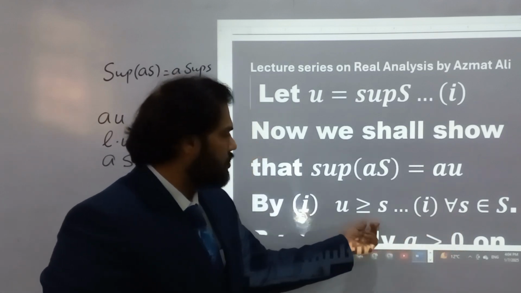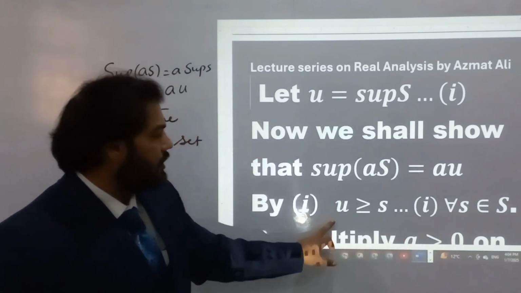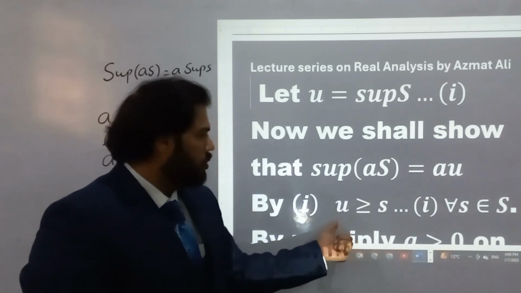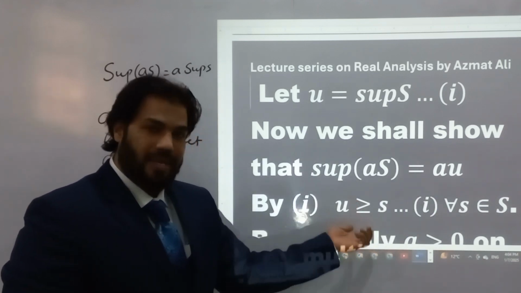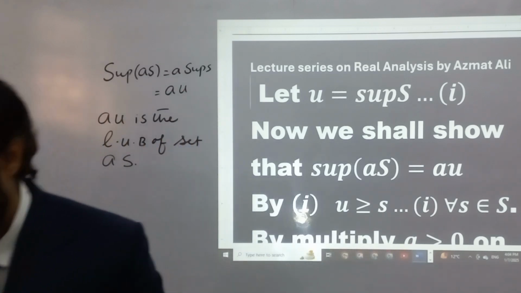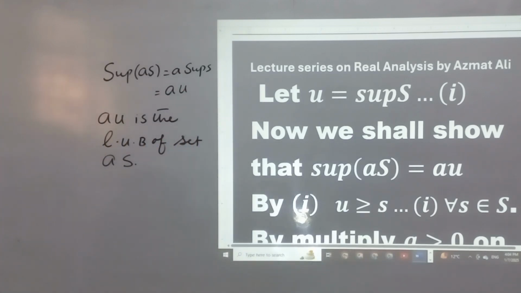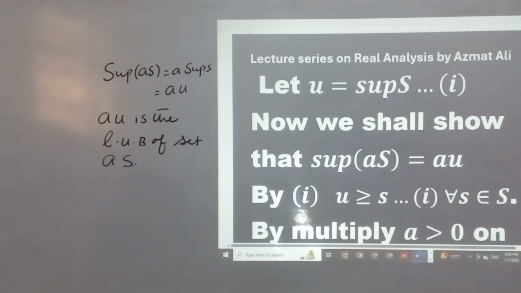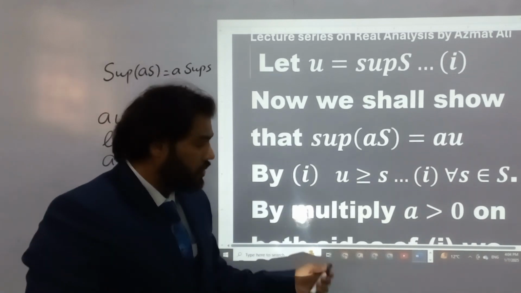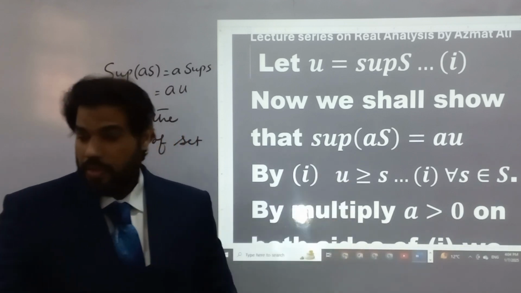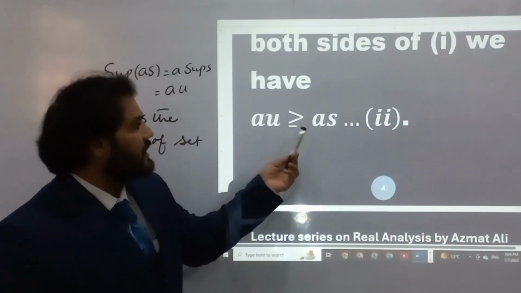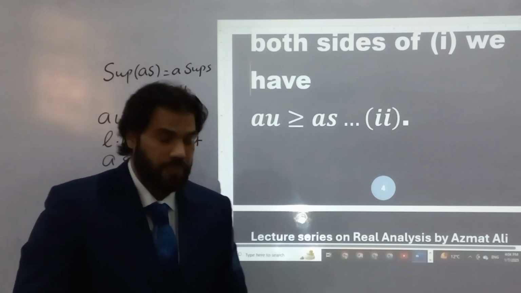So U is greater than or equal to S. Now we convert this inequality in the form of AU. So multiply inequality number 1 by A on both sides. By multiplying A greater than 0 on both sides of 1, we have AU is greater than or equal to AS.